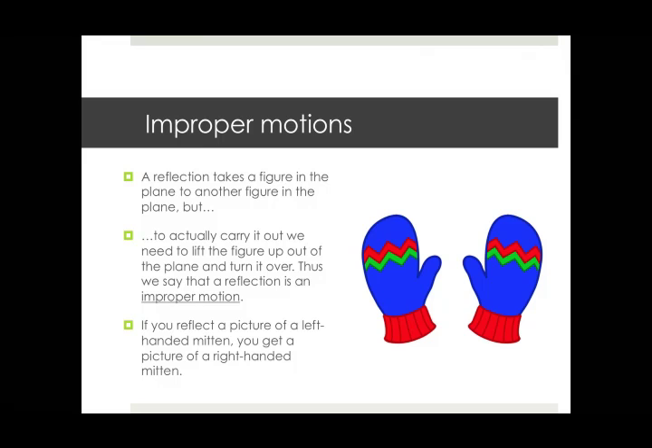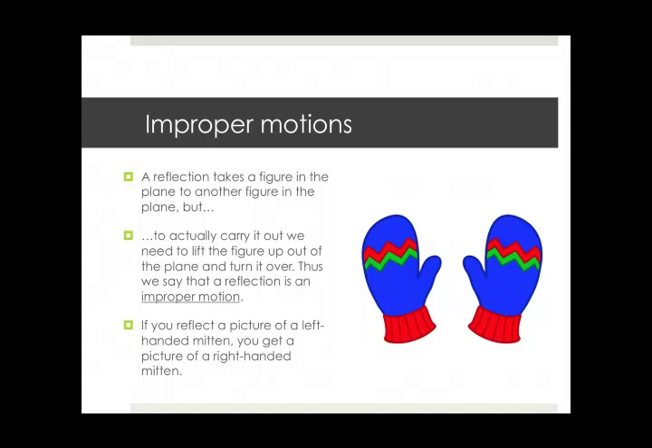And let me take as an example a reflection. A reflection takes a figure in the plane to another figure in the plane. But if you actually have that figure drawn on a piece of paper, say, then to actually carry it out, you would need to lift the figure up out of the plane and turn it over.